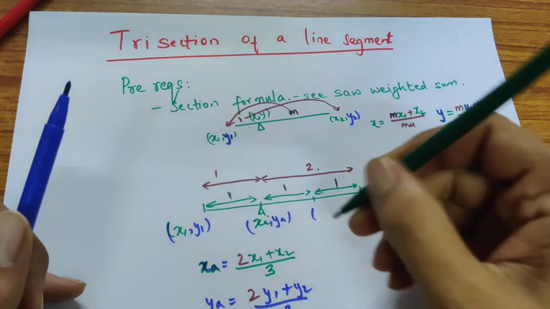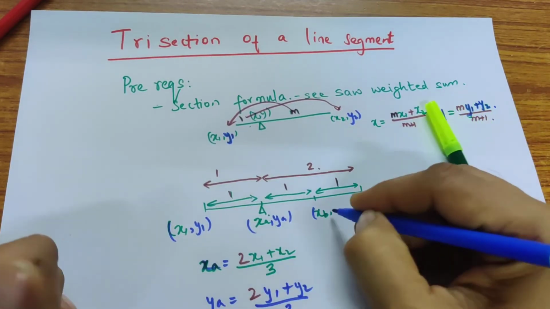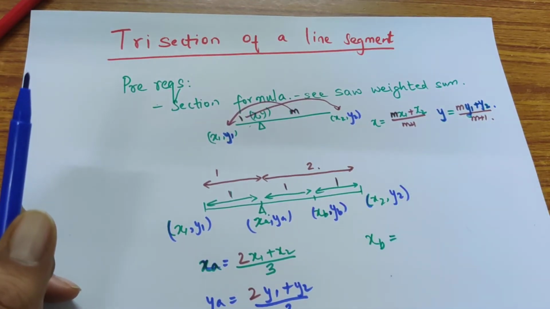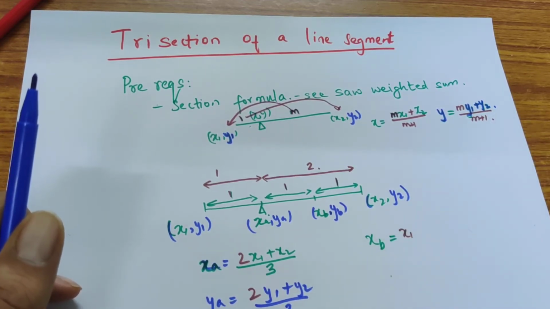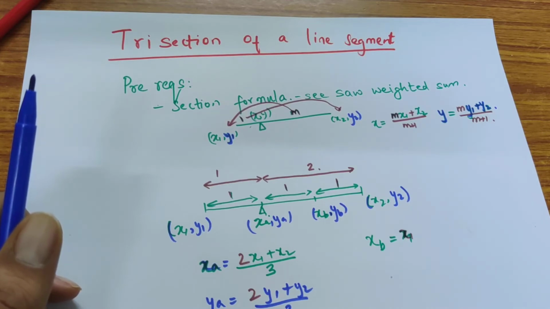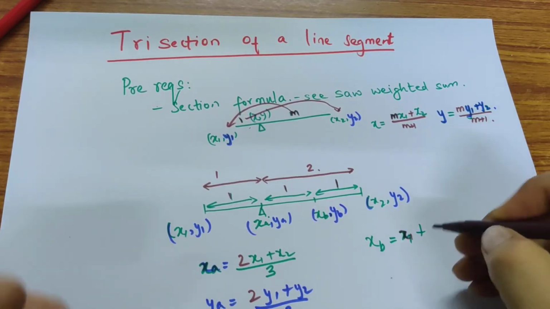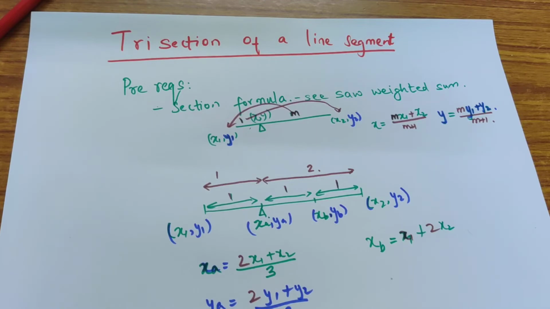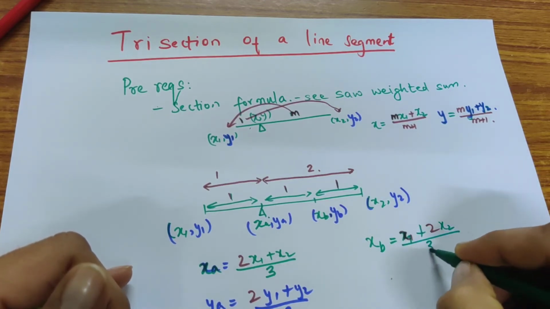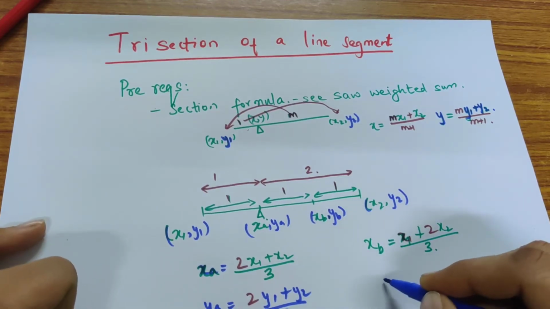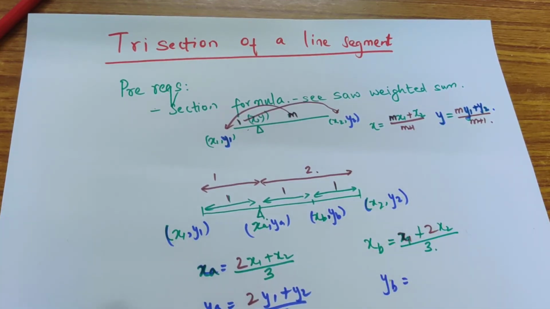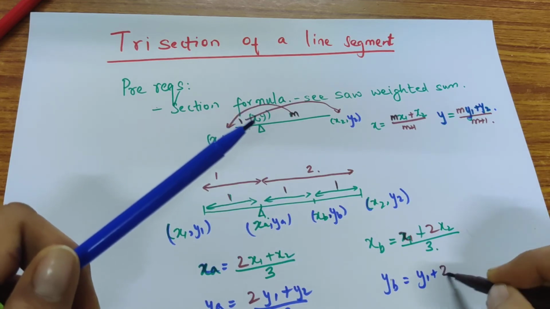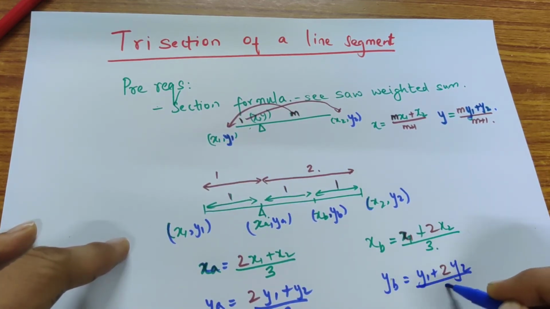And the second point, if I call it, let's say xb, yb, then xb will be equal to x1 plus 2 times x2 by 3, and yb will be equal to y1 plus 2 times y2 by 3.